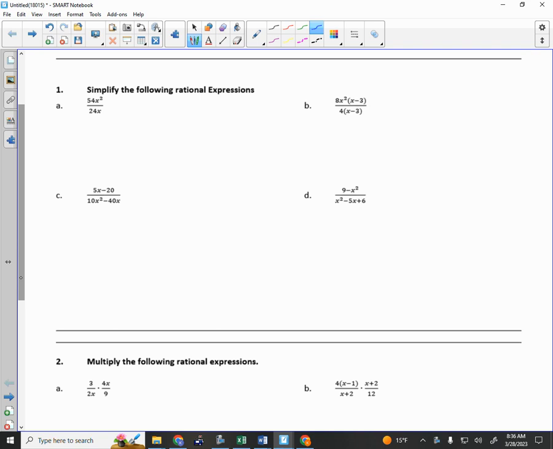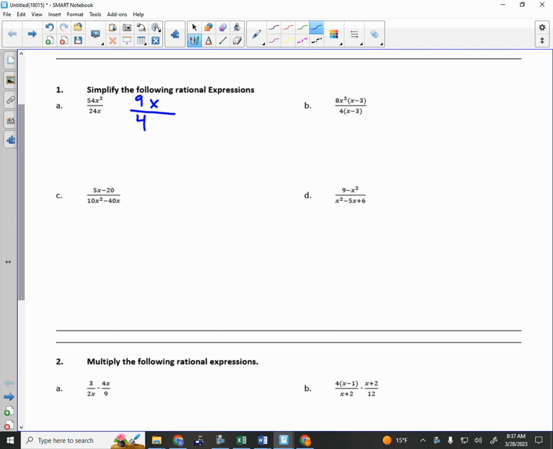54x squared over 24x. We've dealt with dividing monomials before. Do you know the number that divides evenly into both 54 and 24? 6, yeah. If you divide 54 by 6, you get 9. You divide 24 by 6, you get 4. And if it's x squared over x, you're going to end up with x in the numerator. So if things are written as multiplication, we can cancel stuff out.